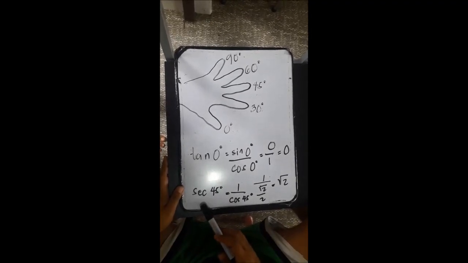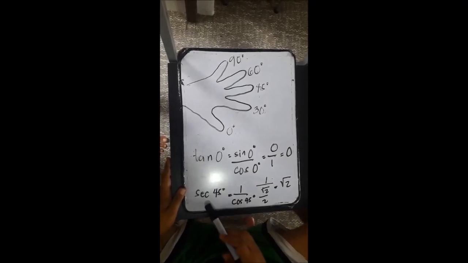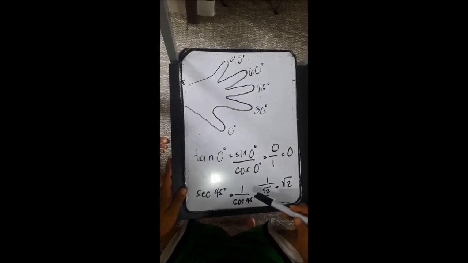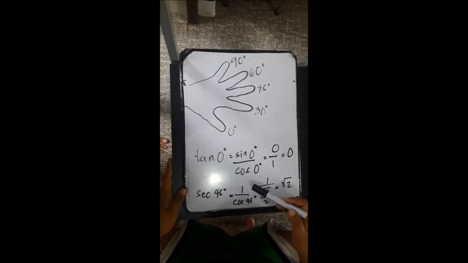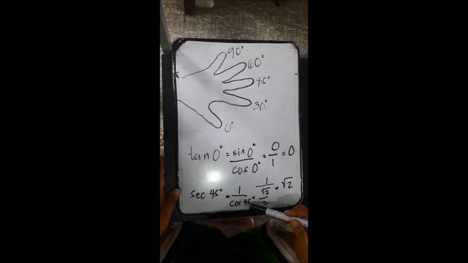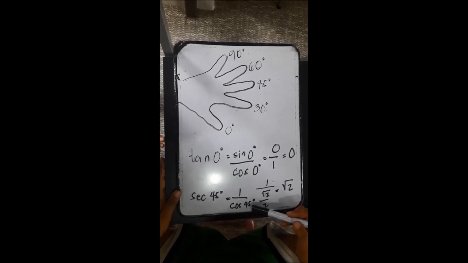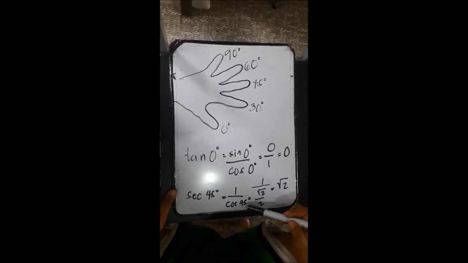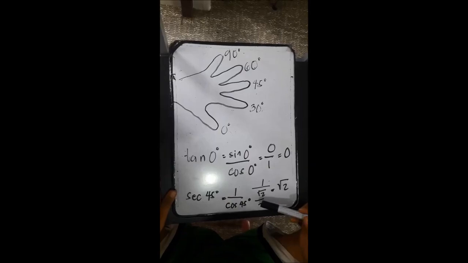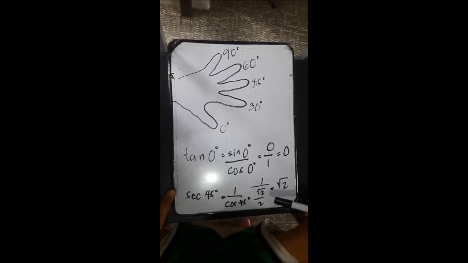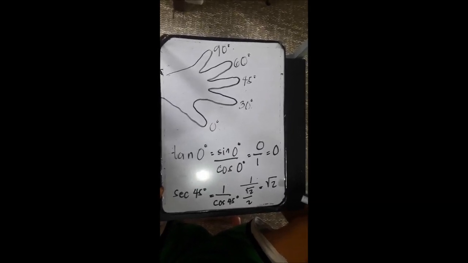Next is if we want to find secant of 45 degrees, we have 1 as our numerator and cosine of 45 degrees as our denominator. So it's another way of saying that we need to find the reciprocal. So the reciprocal of cosine 45 is equal to 1 over square root of 2 over 2, or simply equal to square root of 2.